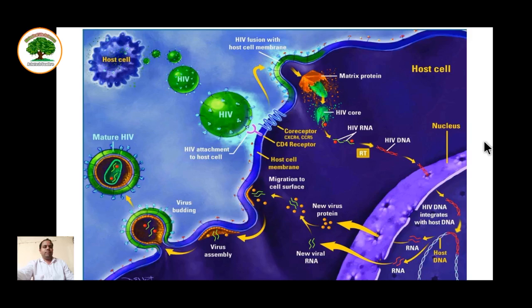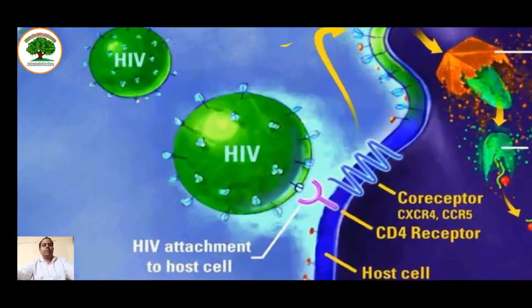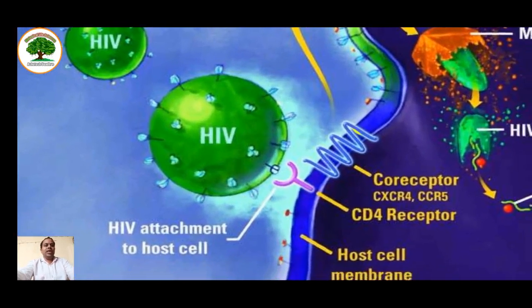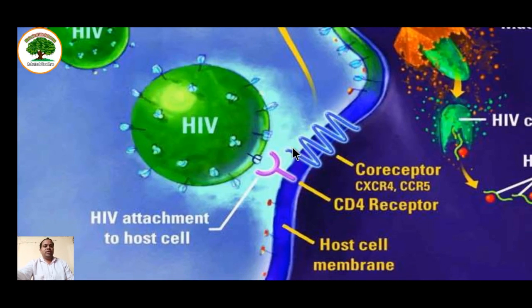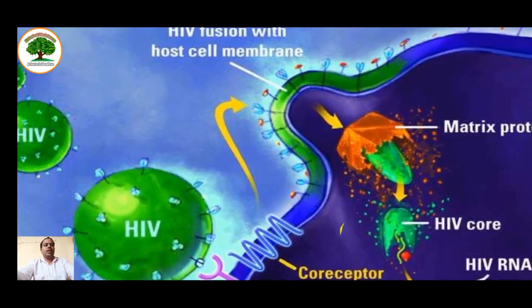Let's see the whole cycle of this virus. We are taking the example of the HIV virus here. You can see the HIV virus here. It attaches to a particular receptor called the CD4 receptor, along with the co-receptors CXCR4 and CCR5. Now these receptors are present on the cell membrane of lymphocytic cells.